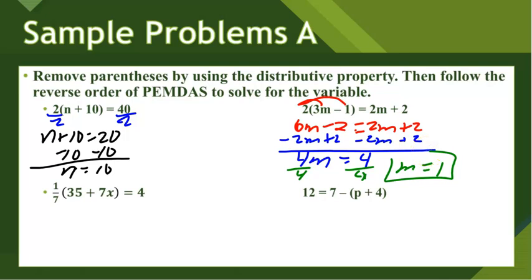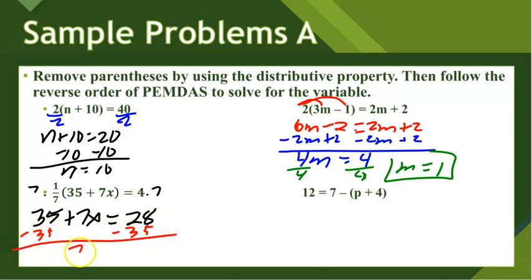Next here, I'm going to multiply both sides by 7. So now I have 35 plus 7x equals 28. Then I can subtract 35 on both sides. And I'm left with 7x equals a negative 7. And then I can divide by 7 on both sides. And x is going to equal a negative 1.